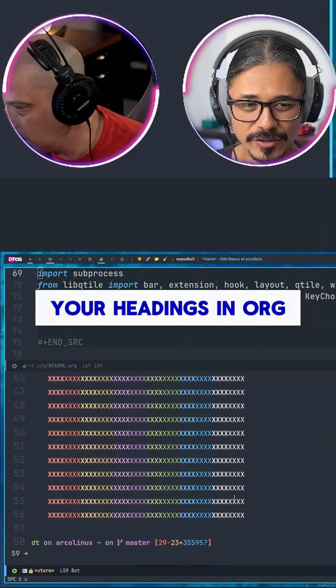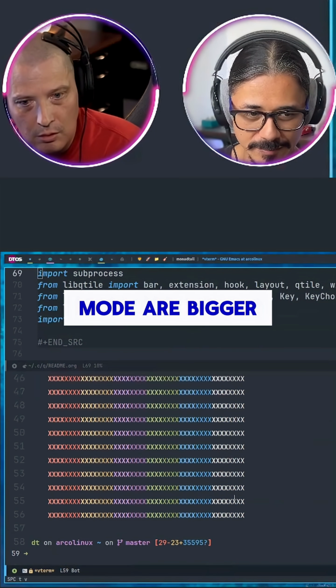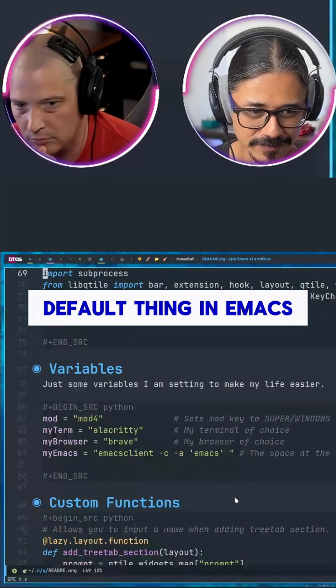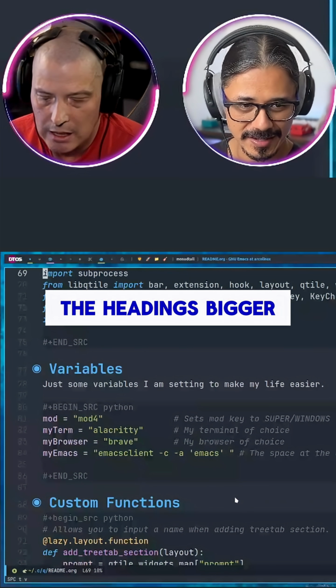And I noticed that your headings in org mode are bigger because I know a little bit about org mode only. Like, is that a default thing in Emacs? Like, you can make the headings bigger?